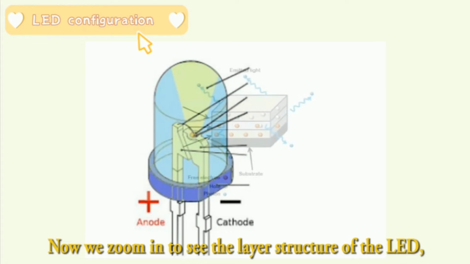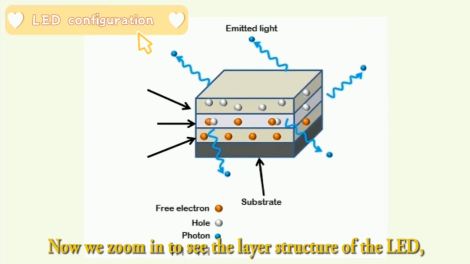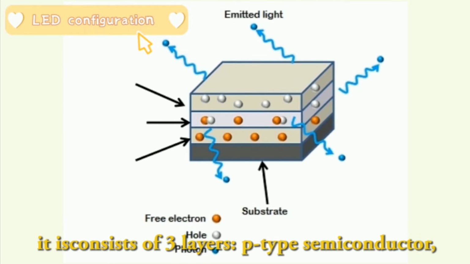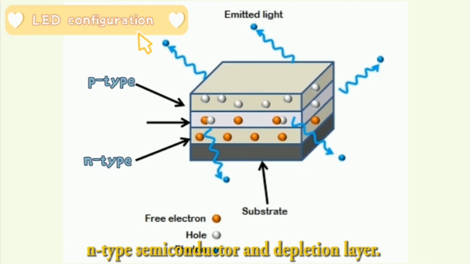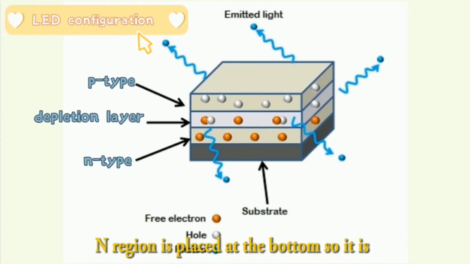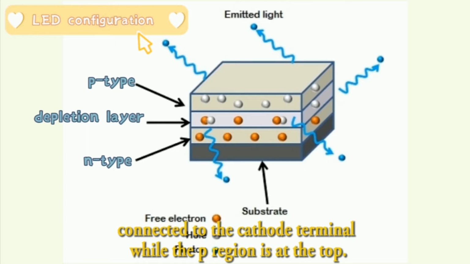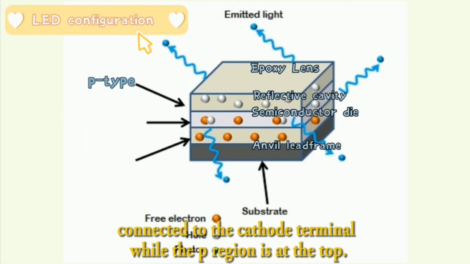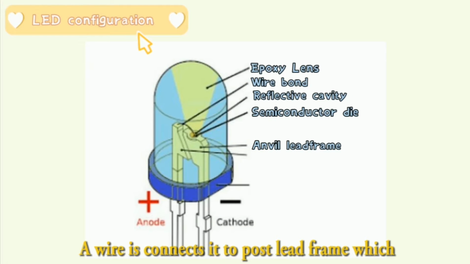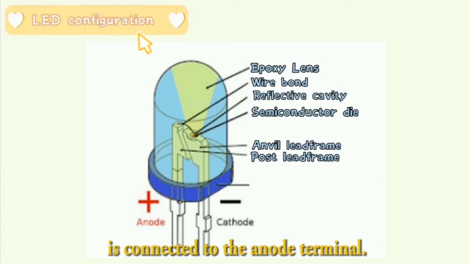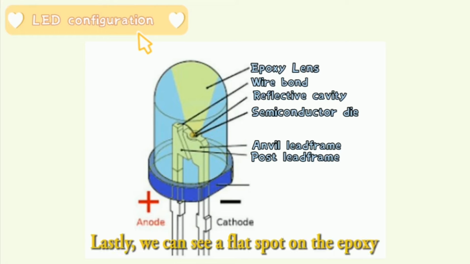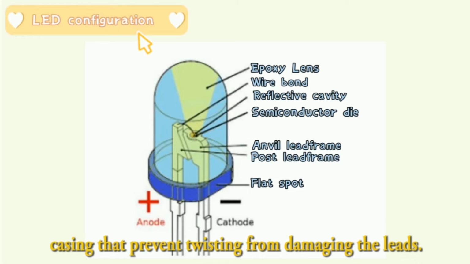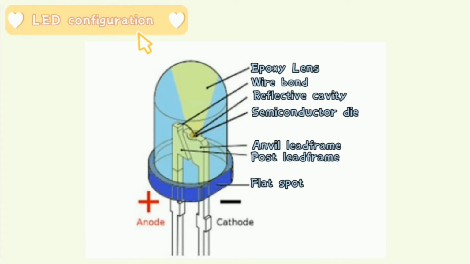Now we zoom in to see the layer structure of the LED. It consists of three layers: P-type semiconductor, N-type semiconductor, and depletion layer. The N region is placed at the bottom, so it is connected to the cathode terminal, while the P region is at the top. A wire connects it to the post of the LED frame, which is connected to the anode terminal. Lastly, we can see a flat spot on the exposed P casing that prevents twisting from damaging the LEDs.